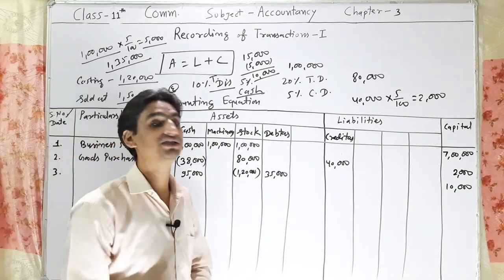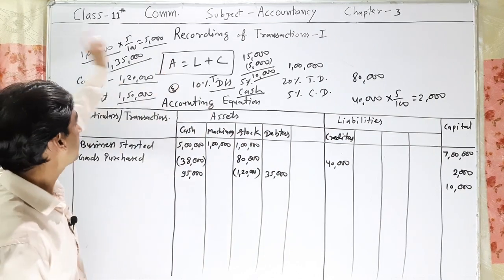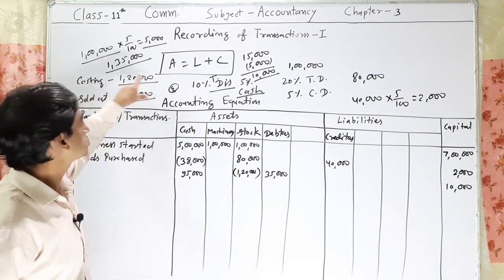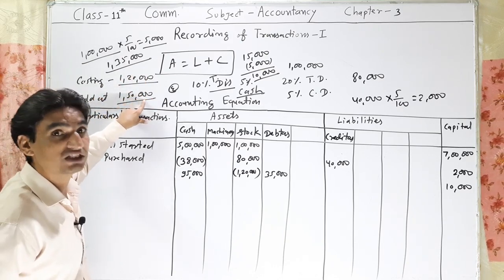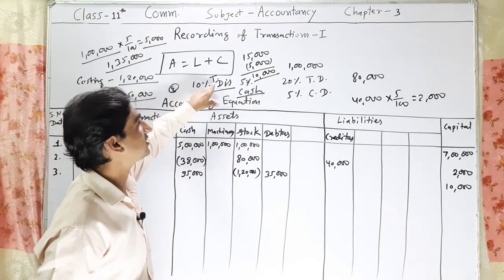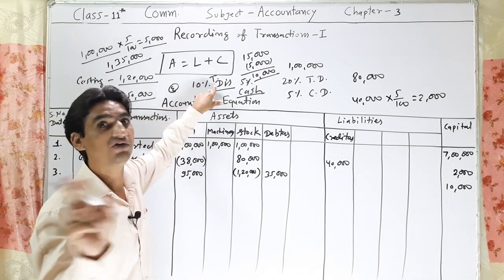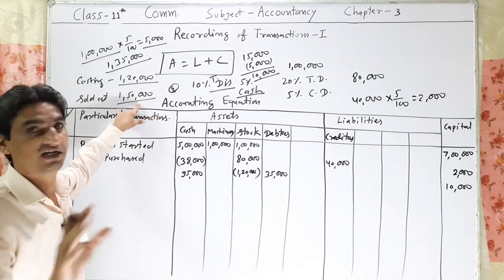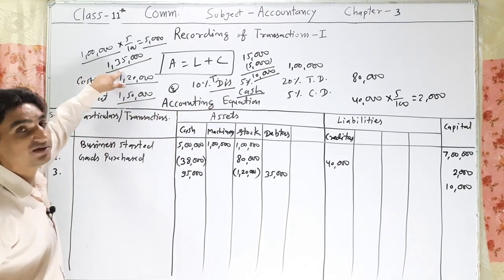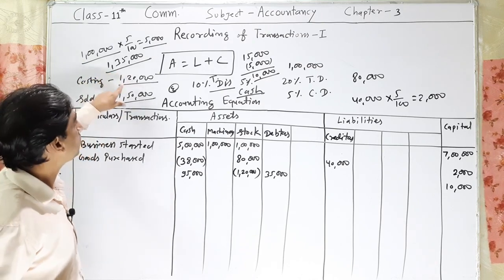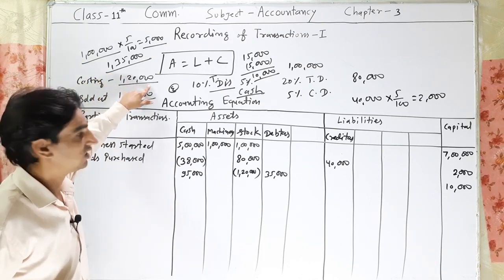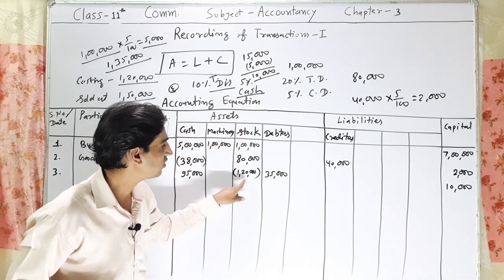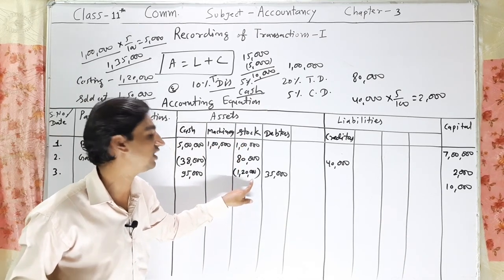How to record the transaction? I hope you understood. Once again, goods costing rupees 1,20,000 were sold at rupees 1,50,000 at 10% trade discount. Trade discount is never recorded in the books, so 15,000 will be deducted directly. The selling price is rupees 1,35,000 and the cost price is rupees 1,20,000. 1,20,000 will be reduced in the stock value.